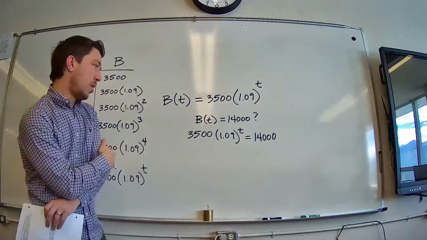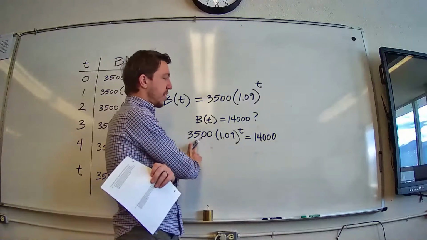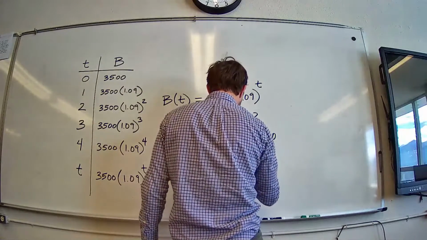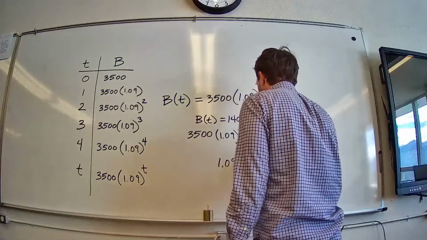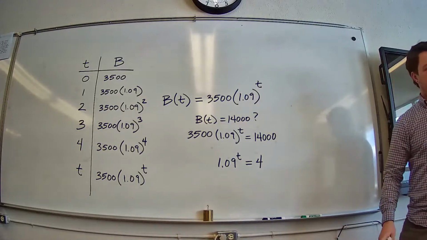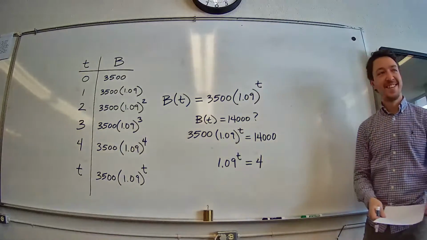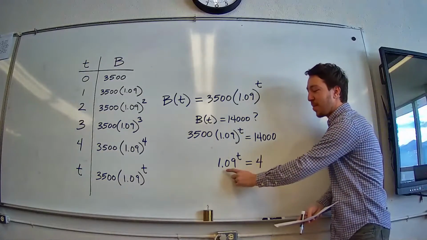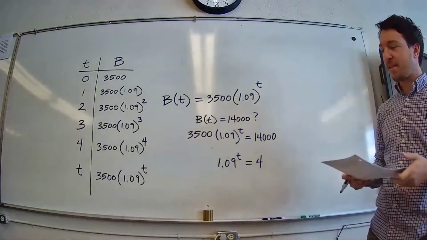First step to solving this: divide both sides by 3,500. So you should have 1.09 to the t equals 4. Oh man, if only there was some way to figure this out. Logarithm. What number would I have to raise this number to get 4? Oh yes, logarithm. It's great.